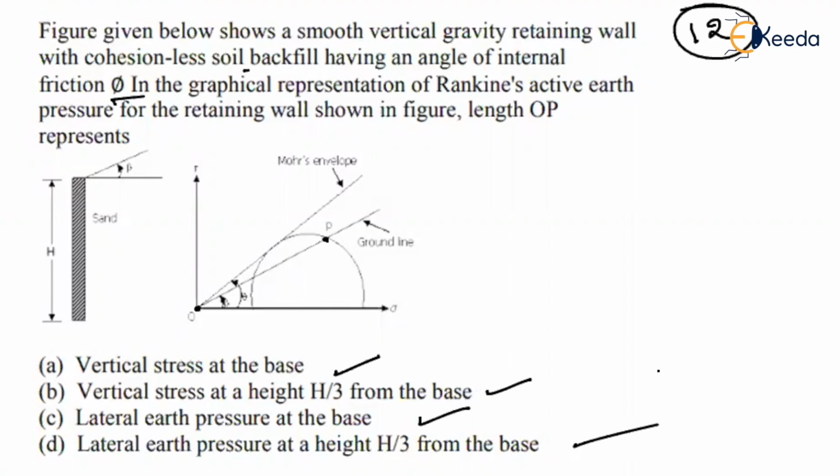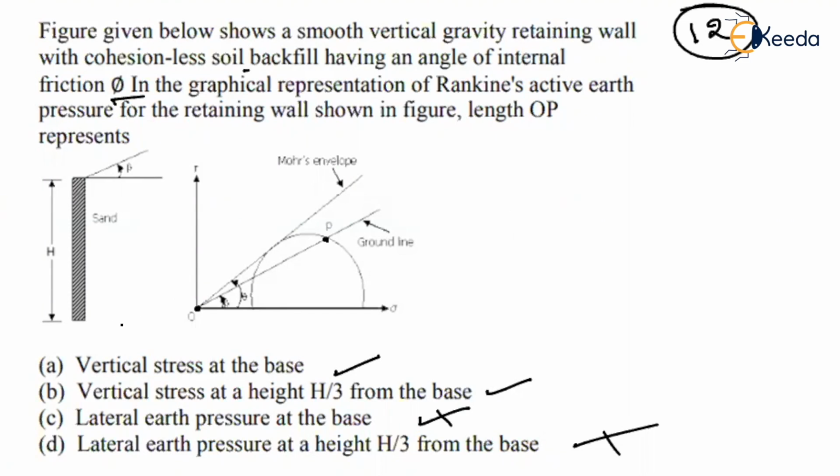So the Mohr circle envelope, you will always draw for the vertical stress and the shear stress. You will not draw it for the lateral earth pressure. So that's why option C is eliminated, option D is eliminated. So what they're asking is the graphical representation of Rankine's active earth pressure. They are asking about the earth pressure.